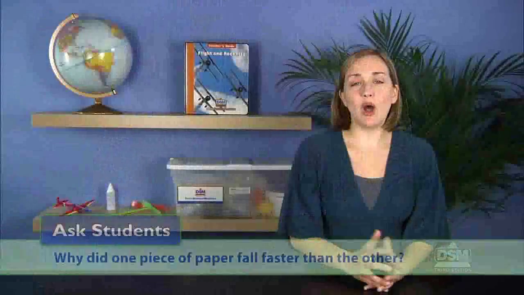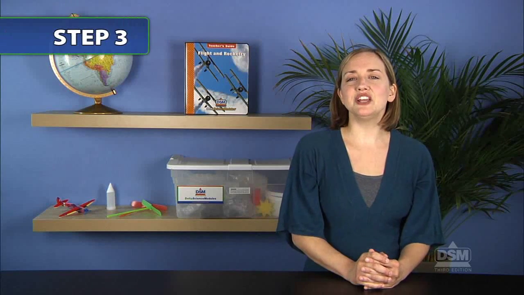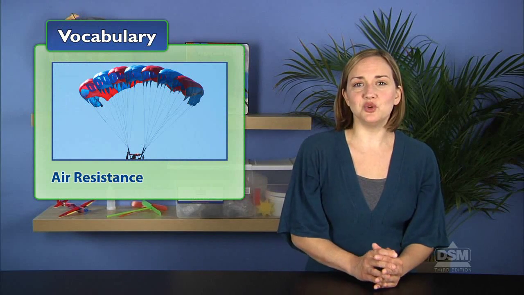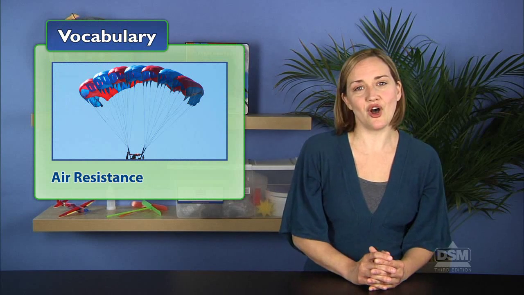Then ask, why did one piece of paper fall faster than the other? Students may suspect that the shape of the paper had something to do with it. Remind students that air is made up of molecules. Explain that when an object falls, it knocks into the molecules. The resistance of the air molecules being pushed aside is called air resistance. The more molecules an object encounters, the greater the air resistance, thus the slower it falls.